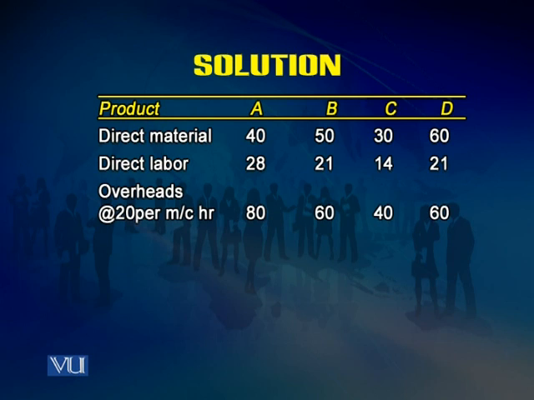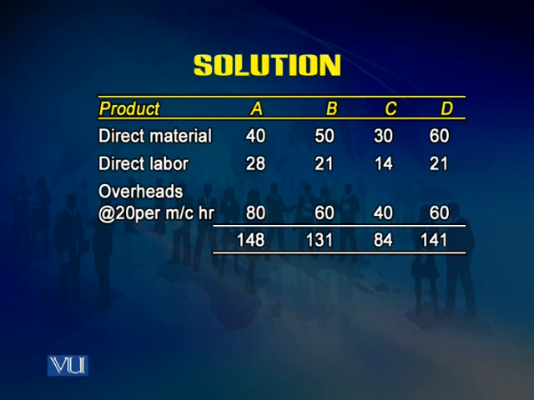And the overheads that we will use are going to be according to the rate calculated. We have the rate of 20 rupees per machine hour. We were told that product A requires 4 hours of machine time. So overheads allocated to product A will be 20 multiplied by 4, which is 80. And similarly for product B, where the machine hour time is 3 hours, the rate is 20, overheads allocated of 60, and also 40 and 60 to C and D.